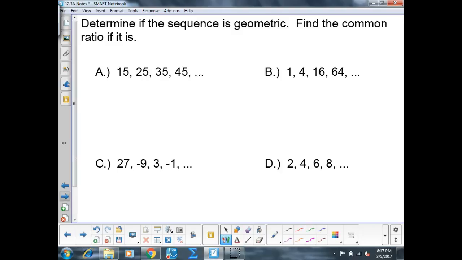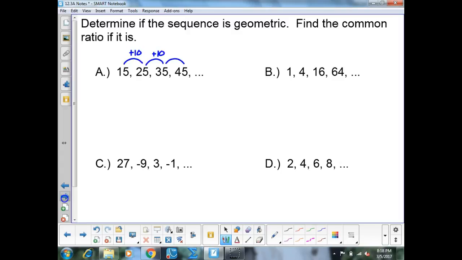Determine if the sequence is geometric. Find the common ratio if it is geometric. Well, looking at this first one, 15, 25, 35, 45, it appears that I'm adding 10 there, adding 10 there, adding 10 there. So that means that it's not geometric. That means this one is actually arithmetic.